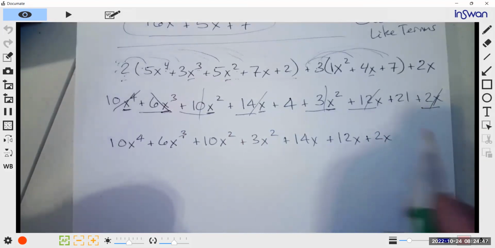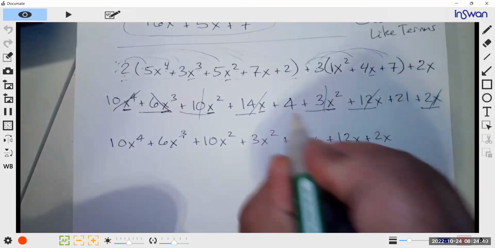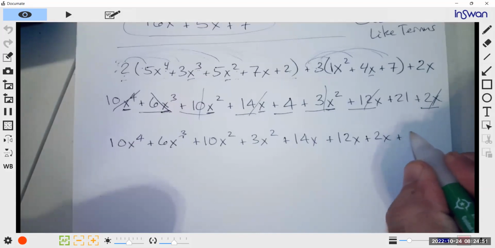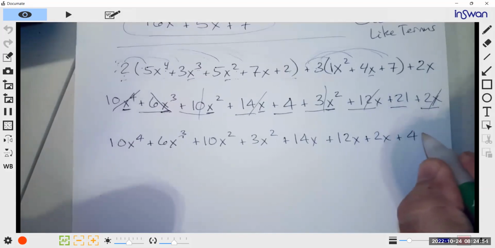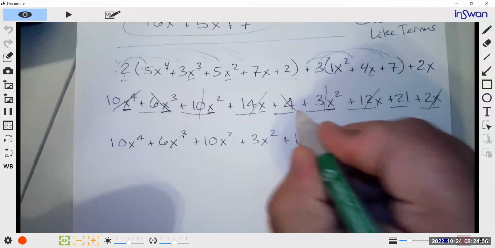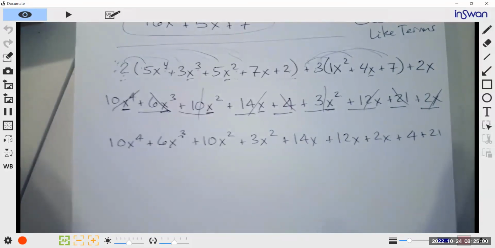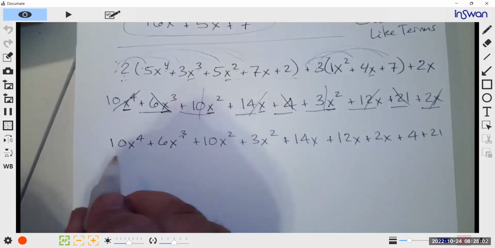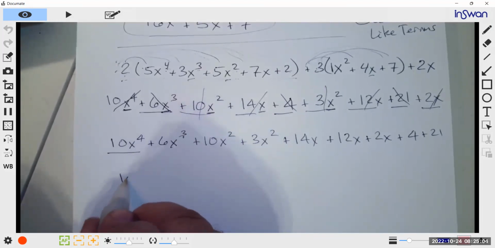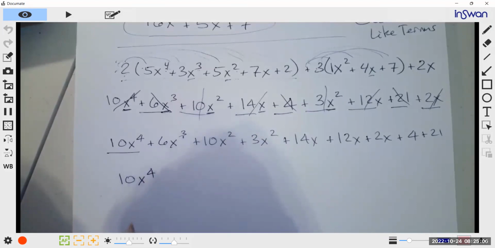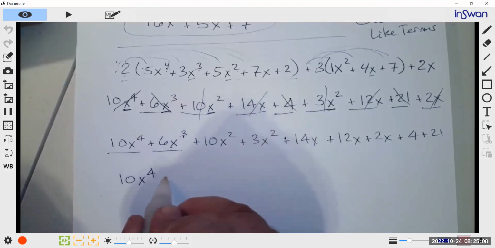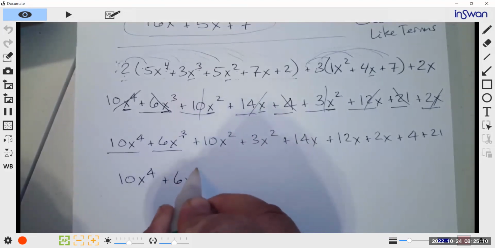So whatever I have left should be just numbers. Yeah, I have a positive 4 and a positive 21. I rearrange them so I have combining like terms. There's only one of these, so it's 10x to the 4th. There's only one of these, that's 6x cubed.